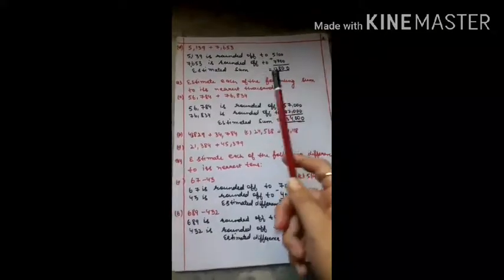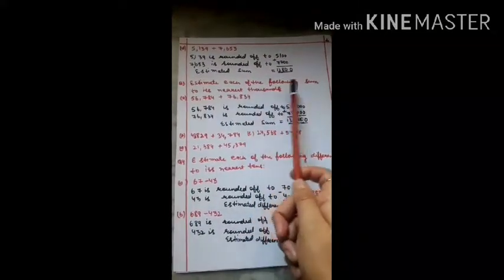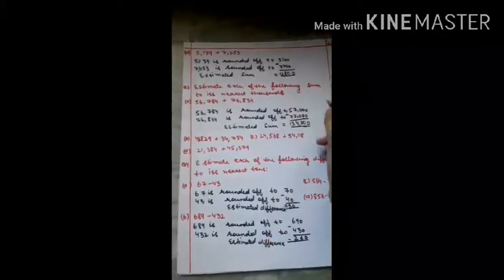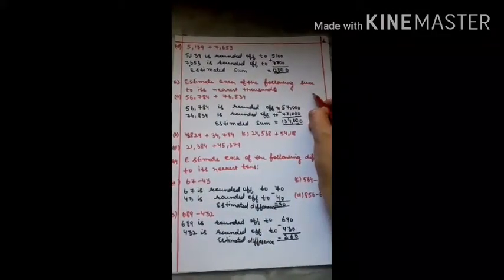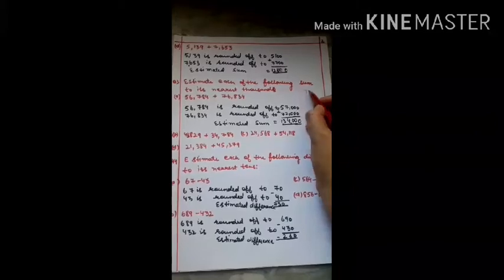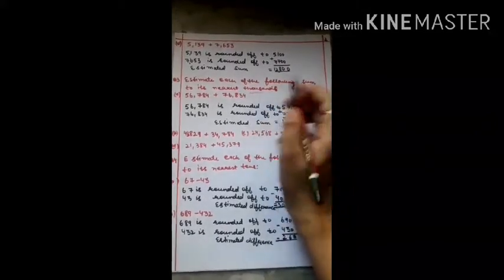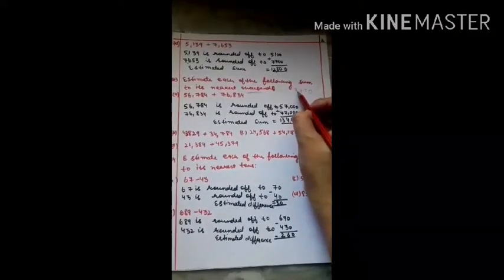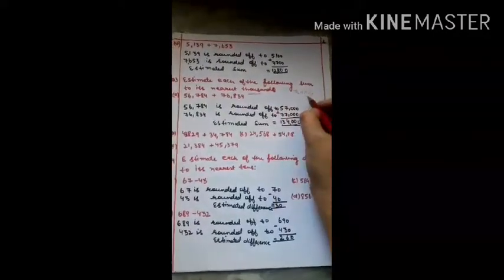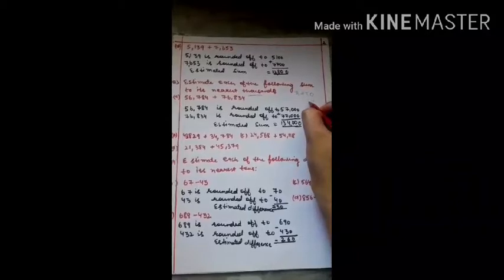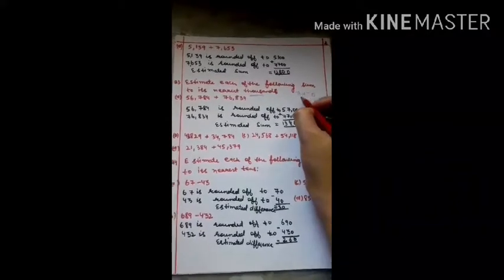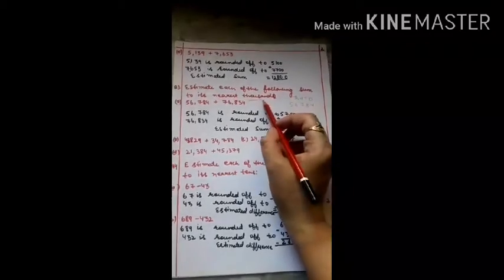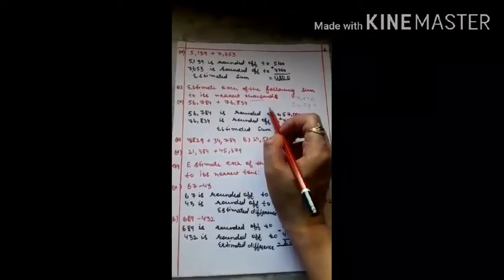Your third question is, estimate each of the following sums to the nearest thousands. What you need to do, in case of ones, you will write 0. In case of tens, you will write 0. It is asked for 1000. Now you look at the digit at the hundreds place, and plus 1 is added to the thousands place. We have the digits 4, 8, 7, 6, 5. You have to round it off to the nearest 1000.